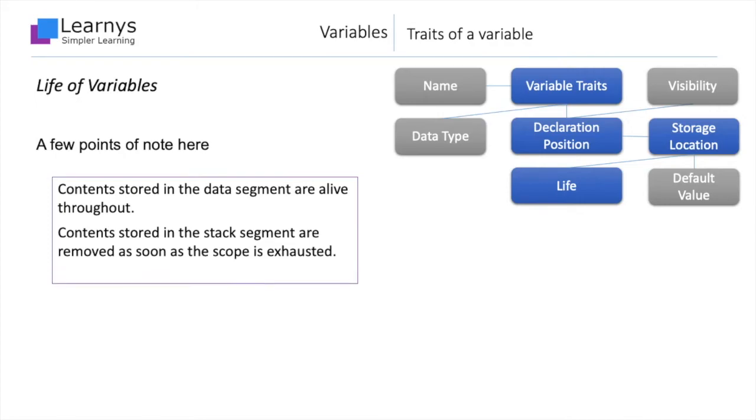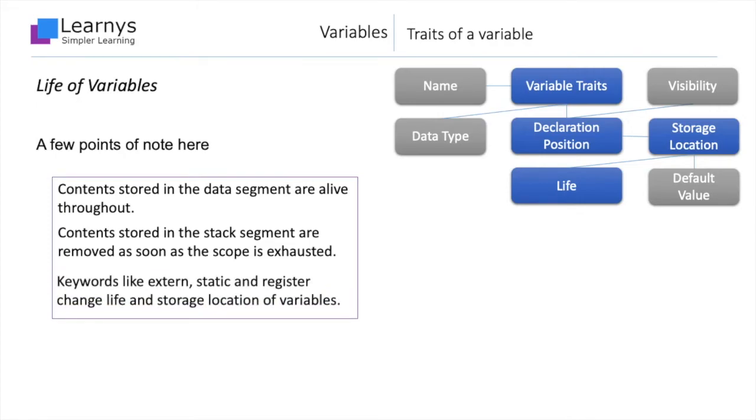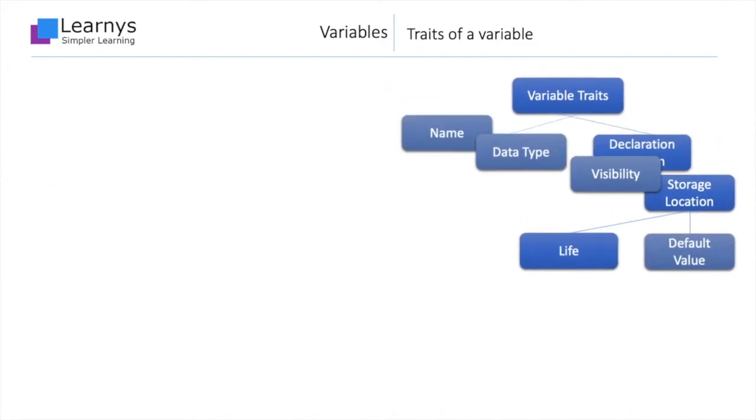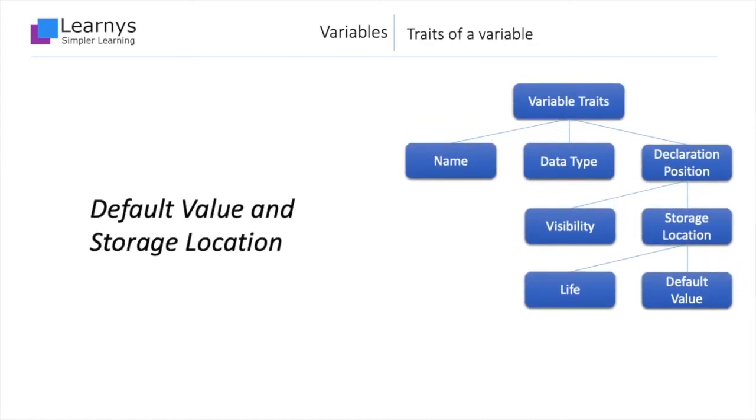Keywords like extern, static and register change where the variable is stored in the memory or the scope they are present in, thus modifying their life and default values. We shall look through the properties of declaration and definition of these variables in a future video. Often when a variable is put in the memory, it takes on some default value. This is based on where in the memory the variable has been stored. To understand these traits better, we will make a little detour to discuss how programs are executed and stored in memory.